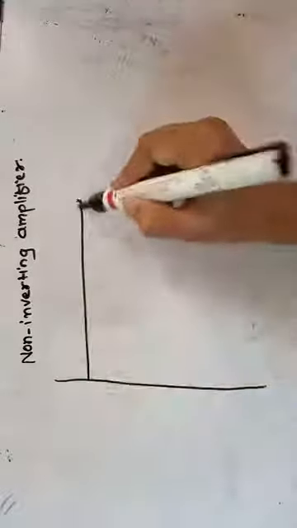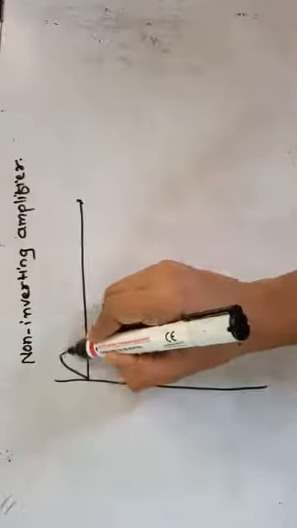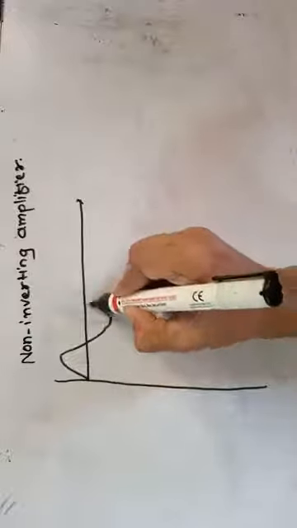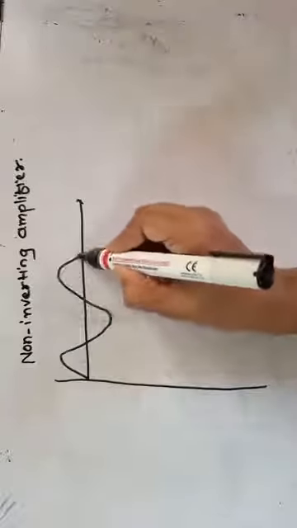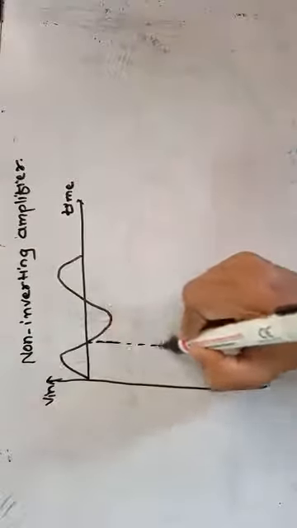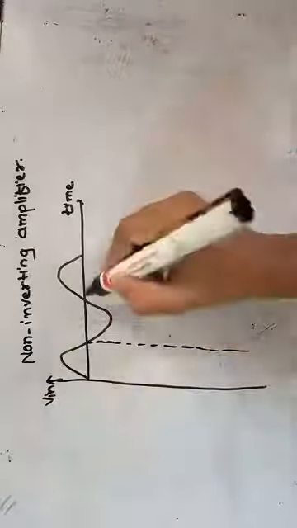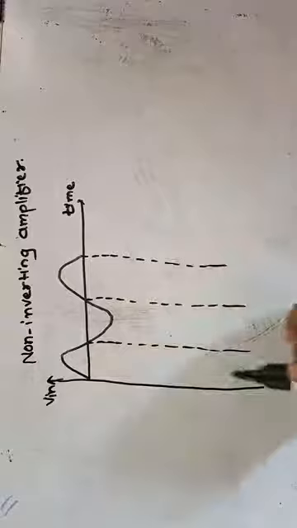Now we can draw the waveform related to the non-inverting amplifier. Firstly you draw the waveform for the input, because it is a sine signal, so you can draw the sine input. This is the input waveform, so here I give V in, and this is related to time. For proper time reference you can draw this dotted line.